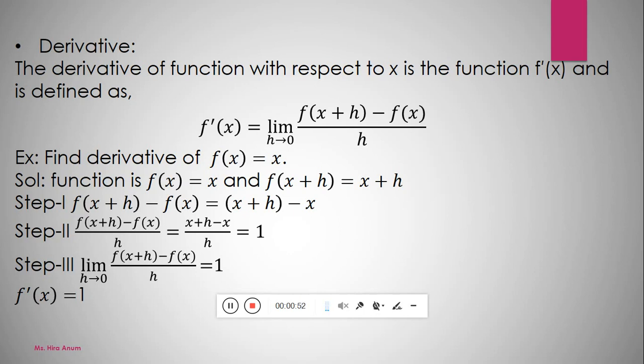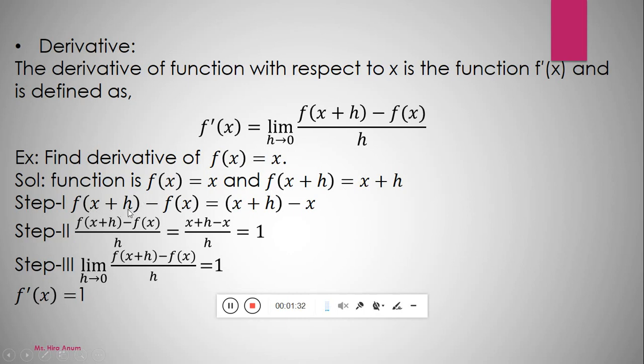Find derivative of f of x equals x. This is the example. As we know, f of x equals x. This is the function, but f of x plus h we do not know, but we know in this x, we replace x with x plus h. Then f of x plus h equals x plus h. We have only x, so it becomes x plus h.